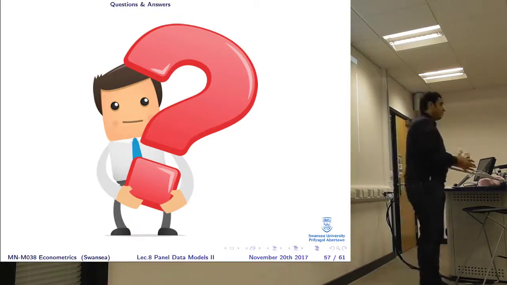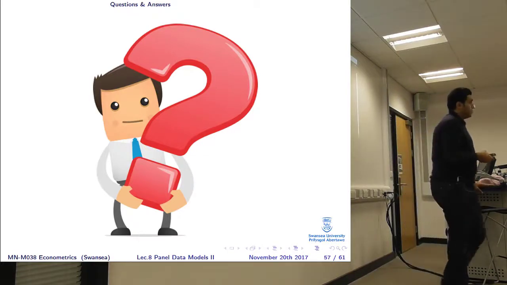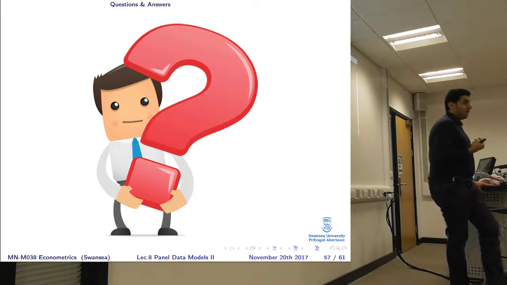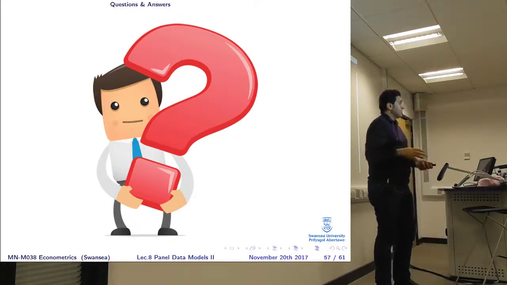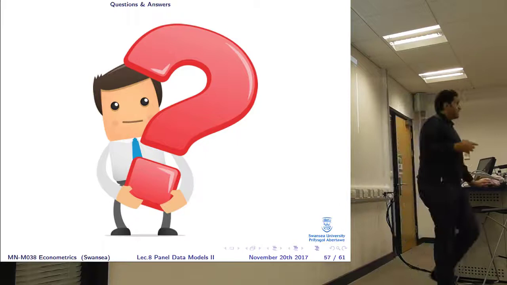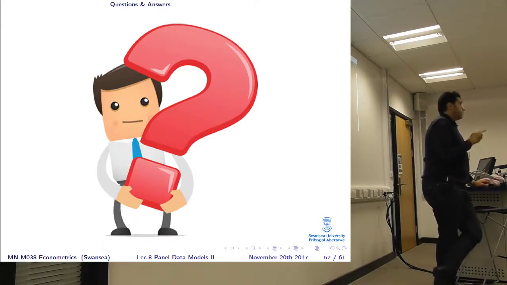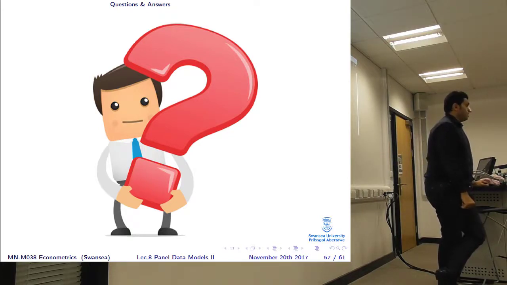And then finally, we could use one of the estimators that are designed for cointegrated panels. One example we just covered is the mean group fully modified ordinary least squares, and that's what we use. Okay, any questions?